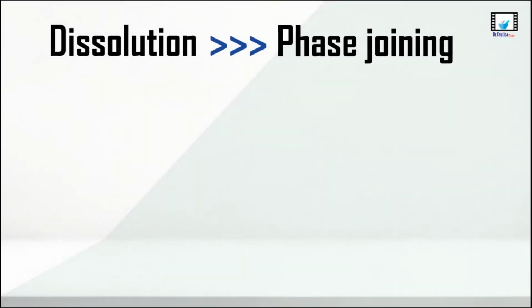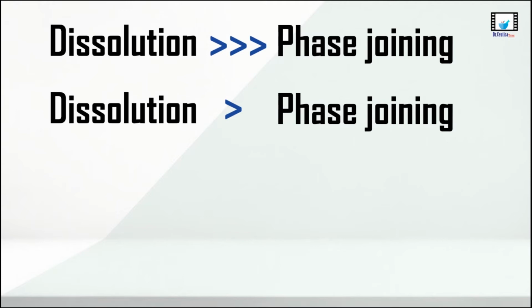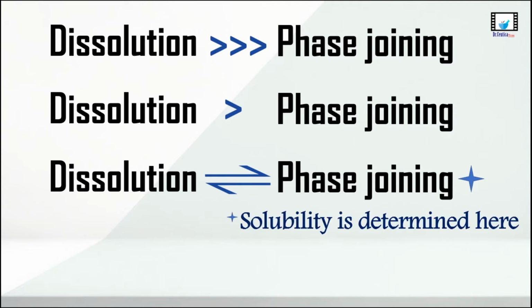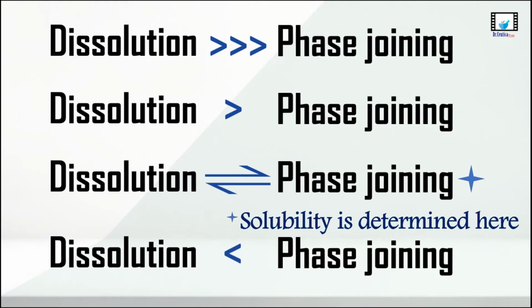At first, the rate of dissolution is higher than crystallization. Then it starts to decrease as we add more salt. And at a certain point, they become equal. That is the point where solubility is determined, as we said in our previous video. Adding any more salt would favor crystallization rather than the dissolution process.